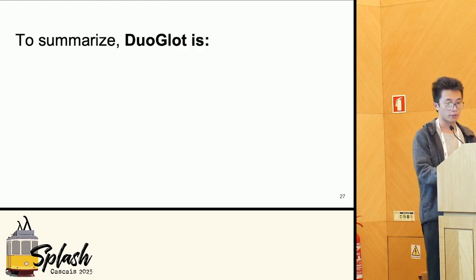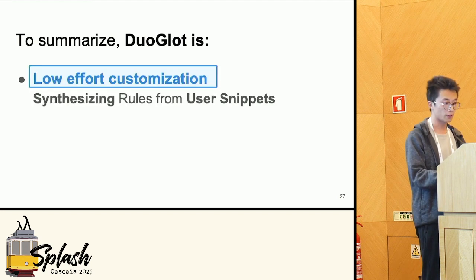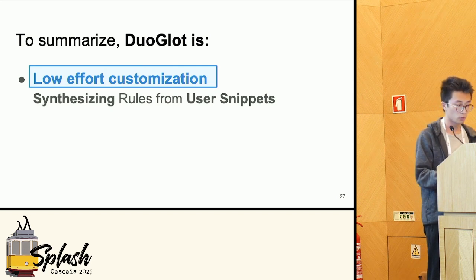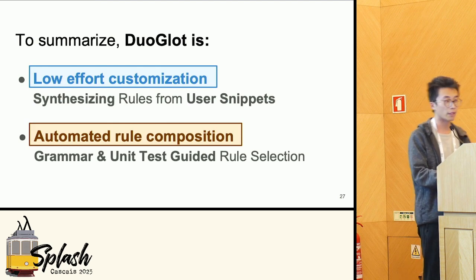To summarize, DuoGlot is a customizable code translator with the following design goals. First, low-effort customization achieved through synthesis of rules using code snippets. And second, automated rule composition that is guided by the grammar and the unit tests.